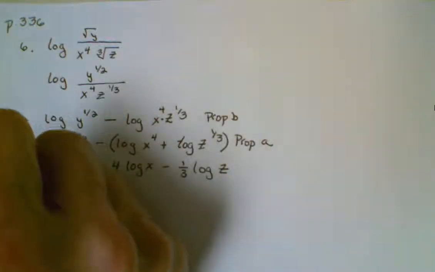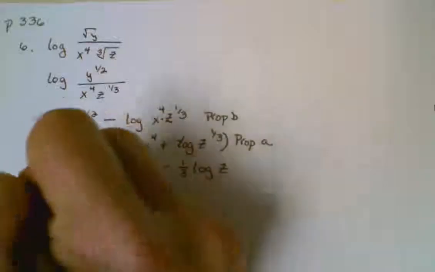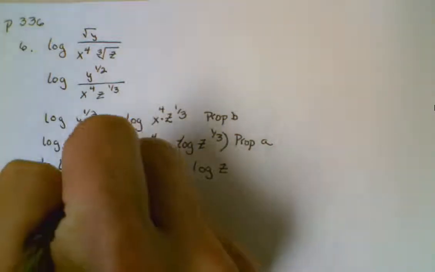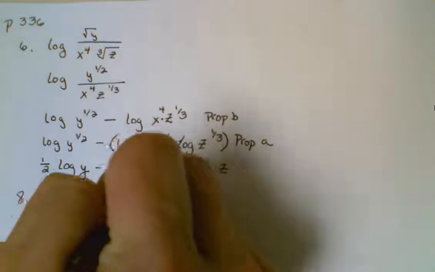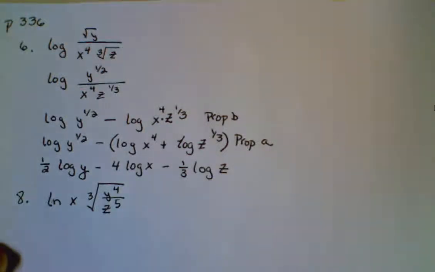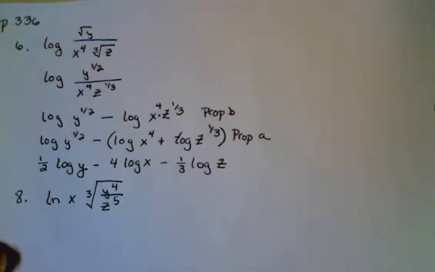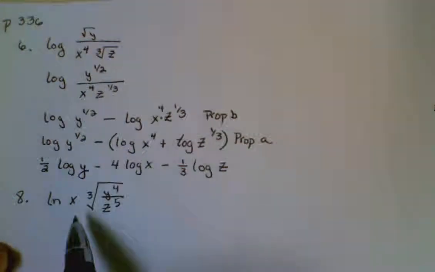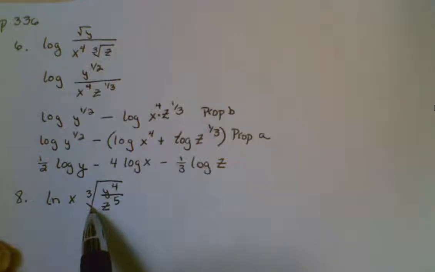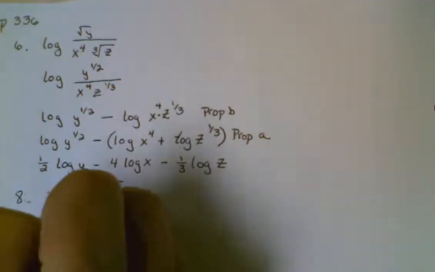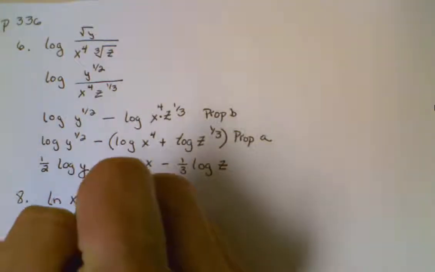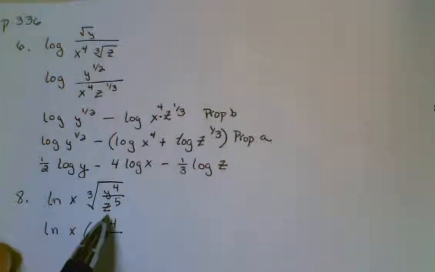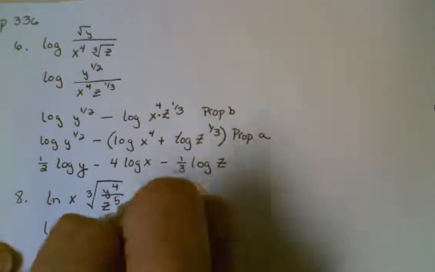All right, let's do one more taking logarithms apart. Number 8, natural log of x times the cube root of y to the 4th divided by z to the 5th. Like number 6, the first thing I need to do is rewrite that expression without the radical. Cube root of y to the 4th over z to the 5th can be written as y to the 4th over z to the 5th, I didn't mean y to the 5th, I meant z to the 5th, that whole thing to the 1/3.